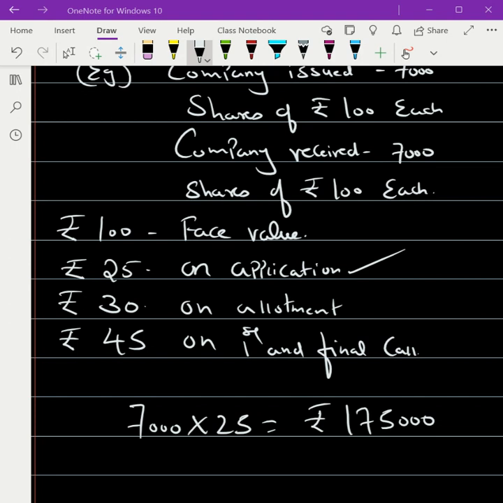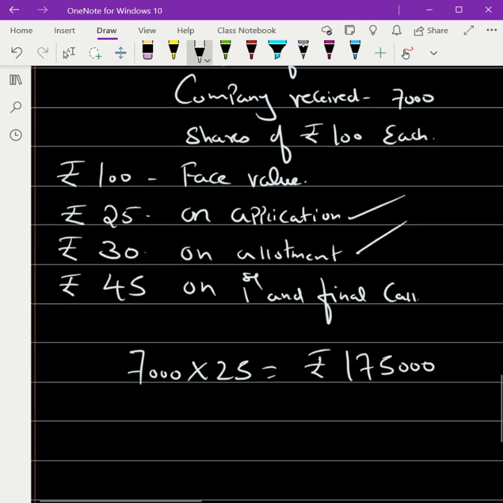Suppose in the question they say the company has collected the application money and allotment money. In the question, they say the company has received the money against application and allotment. That means they have completed the first stage and the second stage out of these three stages, as per this example. So you will go for the next round also. That means 7,000 shares of rupees 30 each. So 7,000 into 30, what will be the value?